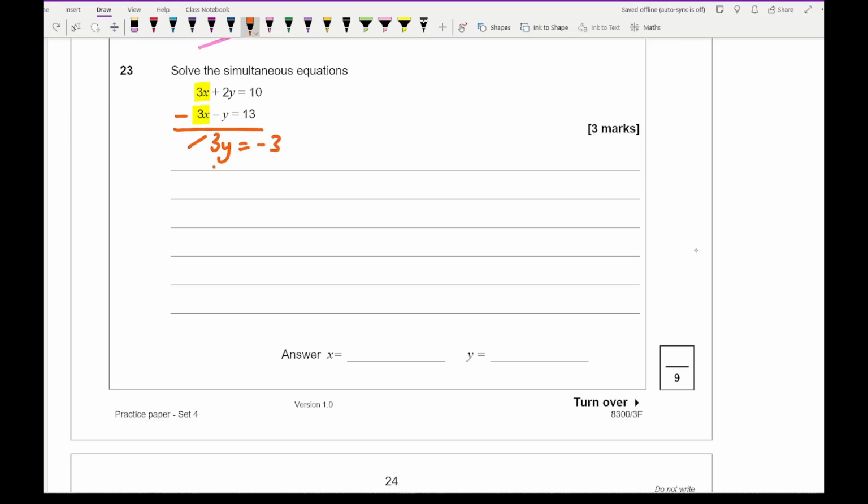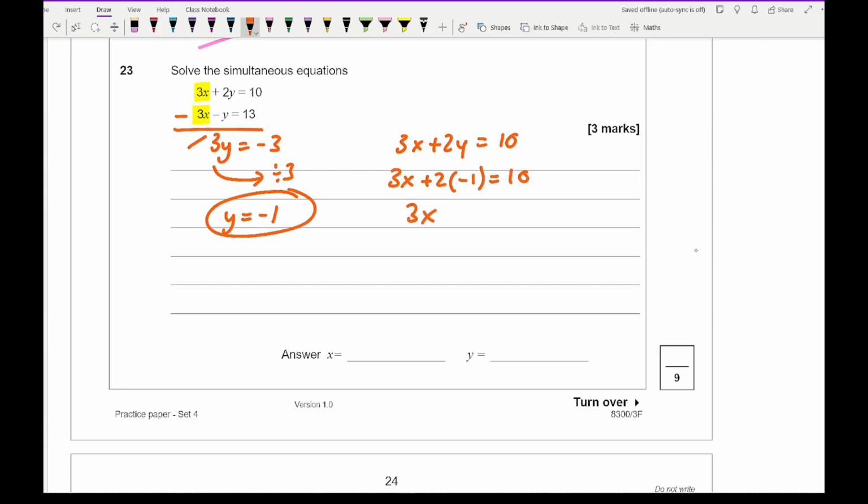So therefore, if we take the 3 over to the other side, we end up with a y value of minus 1. So if I take one of the statements, let's use 3x plus 2y equals 10. We know y is minus 1, so we've got 3x plus 2 lots of minus 1 equals 10. So 3x minus 2 equals 10. Take the 2 over, so we end up with 3x equals 12. Take the 3 over, and we end up with x equals 4. So my two values are x equals 4 and y equals minus 1.